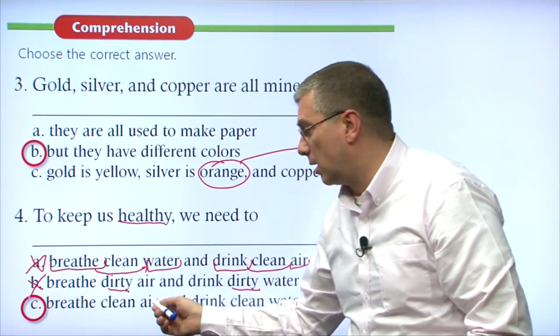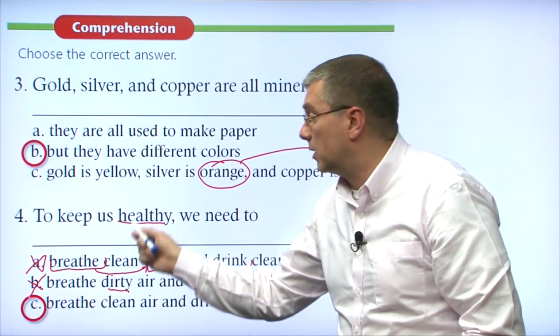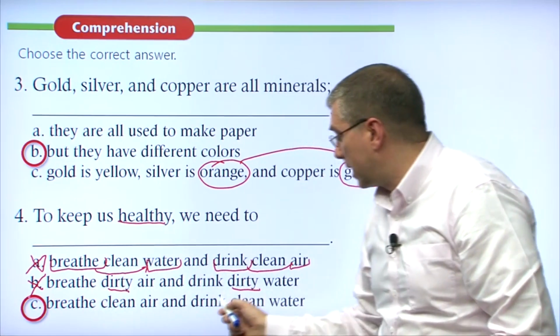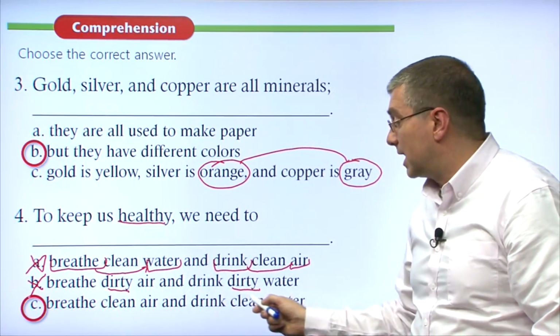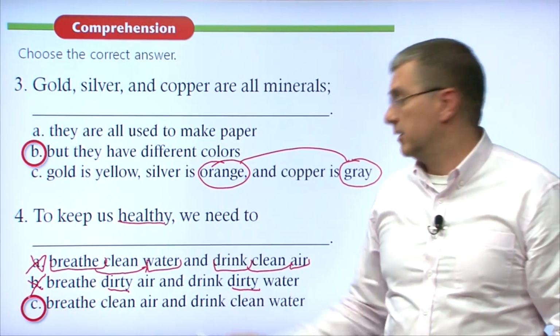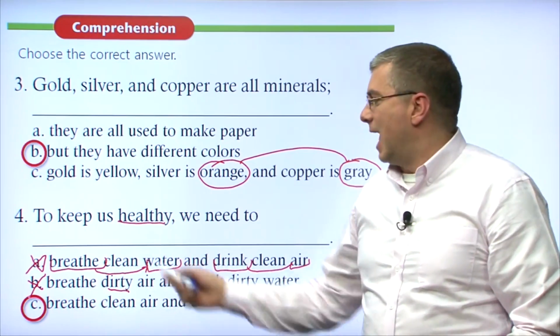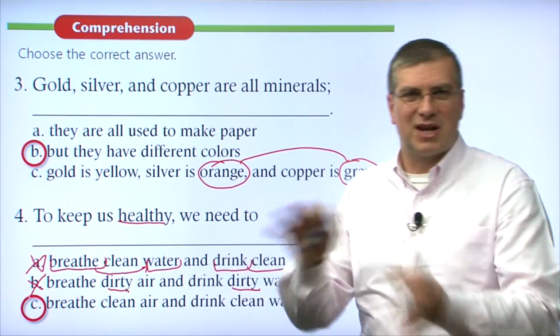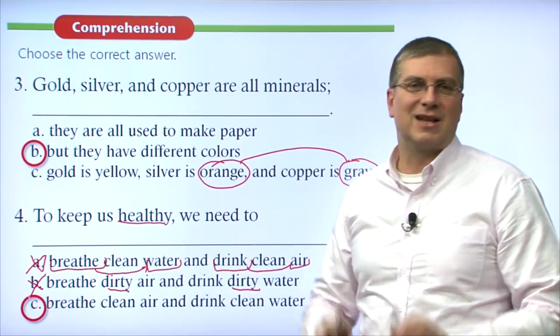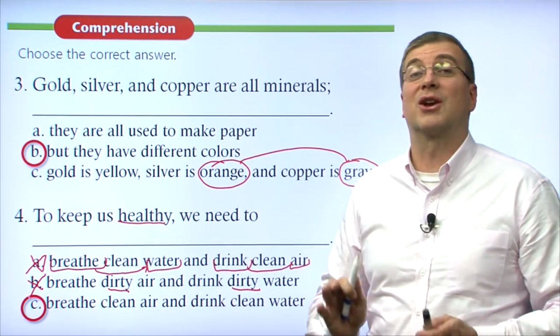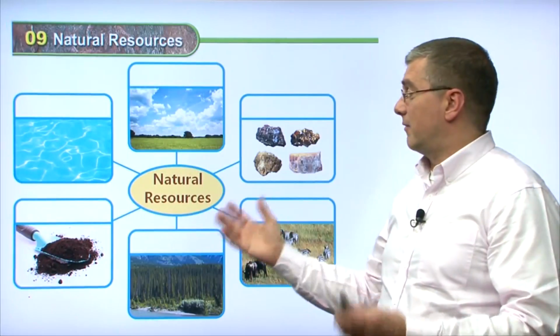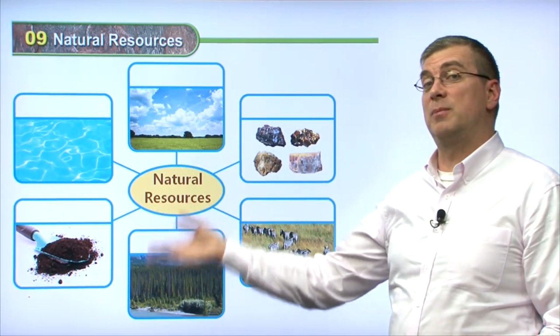You breathe air. You need to breathe clean air to stay healthy. You drink water. You need to drink clean water to stay healthy. So C is the correct answer, right? A and B, they're trying to trick you by mixing the words around. But in C, that's the only choice where all the words are in the correct order. Okay, we have a nice chart here. We've seen this chart before.